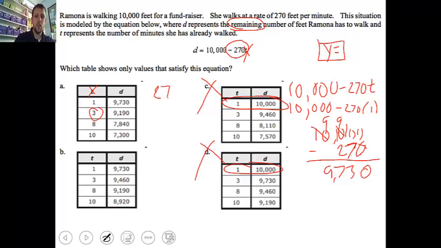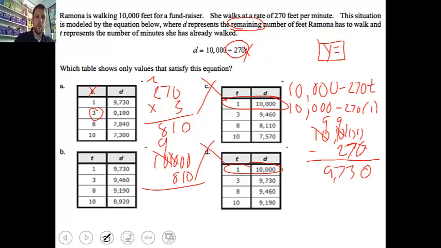So 270 times 3 is 810. Let's subtract that from 10,000. I got 1,180. That's not right. No, it's 9,180. No, that's not right either. Oh, 9,190. Okay. Which means that the answer is A.